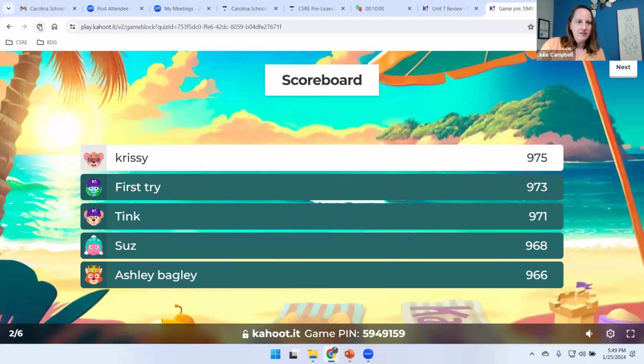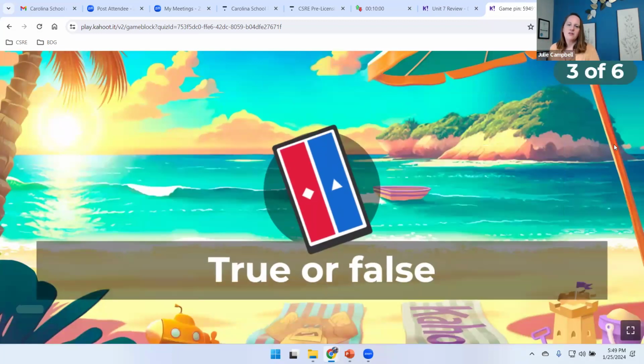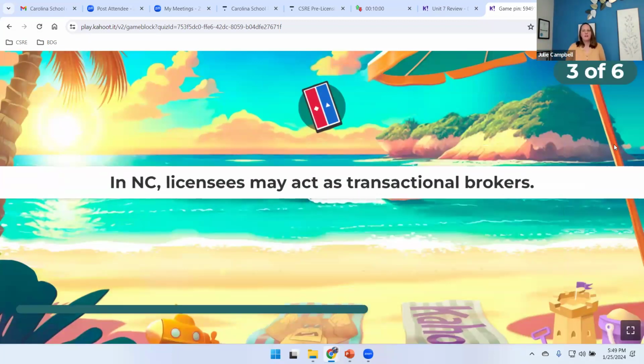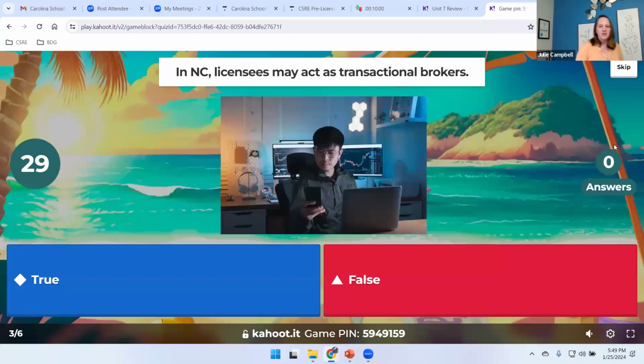Well, that didn't budge. It didn't even update scores. Weird. Let's see what happens next. Question number 3. In North Carolina, licensees may act as transactional brokers.